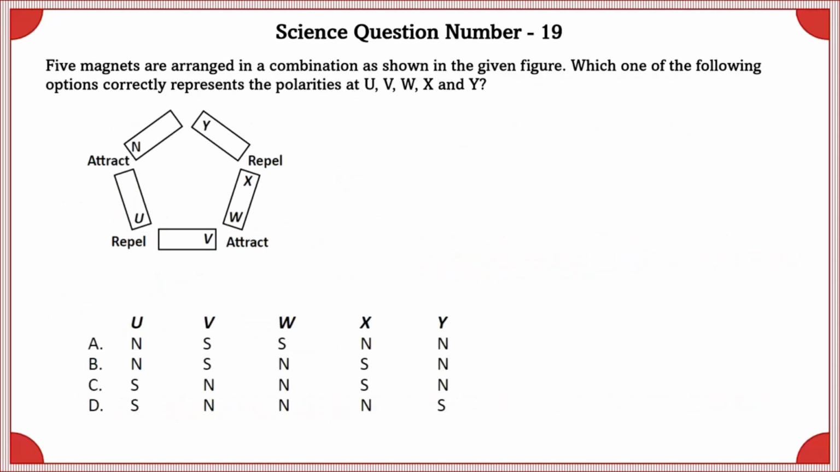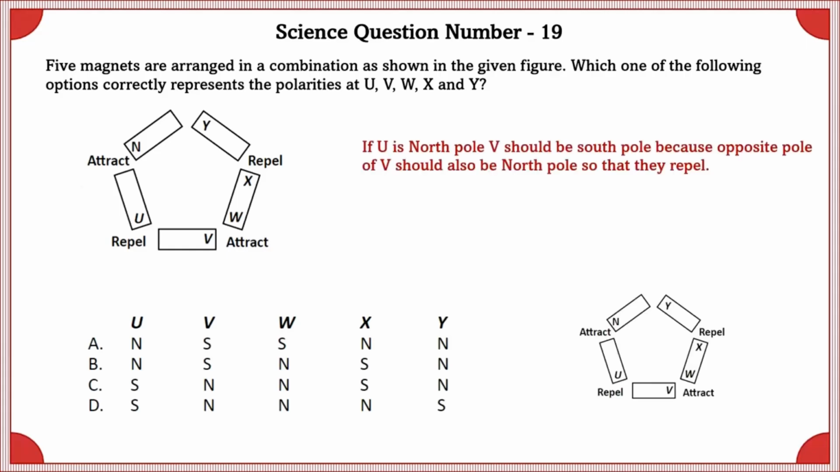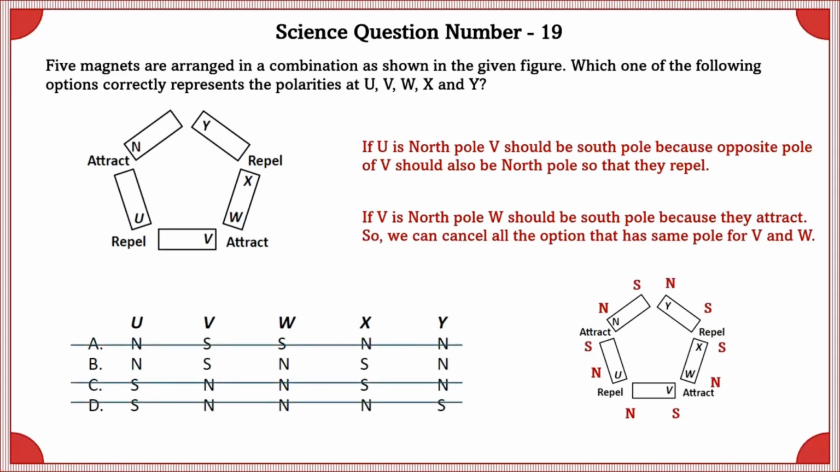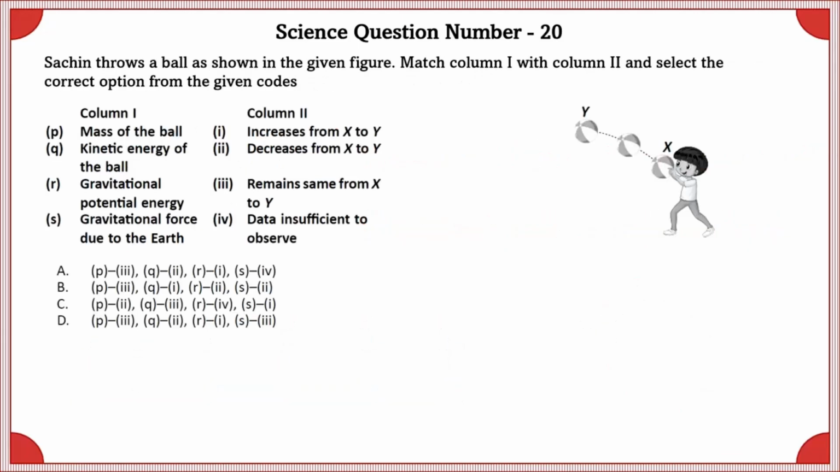Science question number 19. 5 magnets are arranged in a combination as shown in the given figure. Which of the following options correctly represent the polarities at U, V, W, X and Y? If U is north pole, V should be south because opposite poles of V should be north pole so that they repel. If V is north pole, W should be south pole because they attract. So we can cancel all the options that have the same pole for V and W. The correct option is the B option.